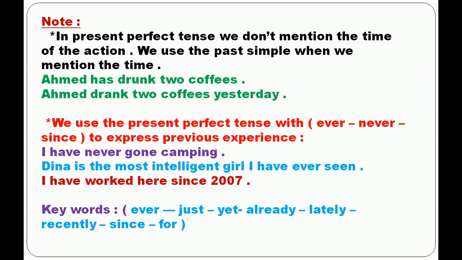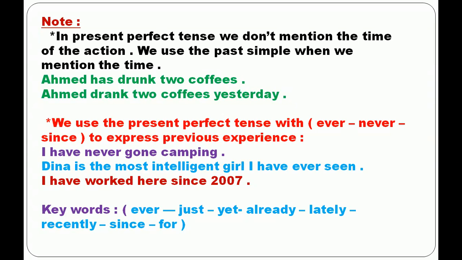Note, in present perfect tense, we don't mention the time. As we said before, we don't mention the time of the action. If I want to mention the time, we can use the past simple tense. For example, in sentence number 1, Ahmed has drunk 2 coffees. Here, I didn't say when he drank the coffee. But in sentence number 2, Ahmed drank, and drank is the past tense of the verb drink. Ahmed drank 2 coffees yesterday. Here I mentioned the time. I said when he drank the coffee.